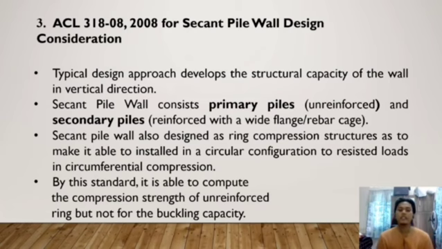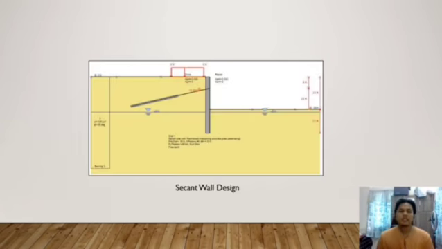By the standard, it is able to compute the compression strength of an unreinforced ring, but not the buckling capacity. And now this is the design for the secant wall that you can see there. This is how the secant wall was installed in the soil to remediate the soil failure.